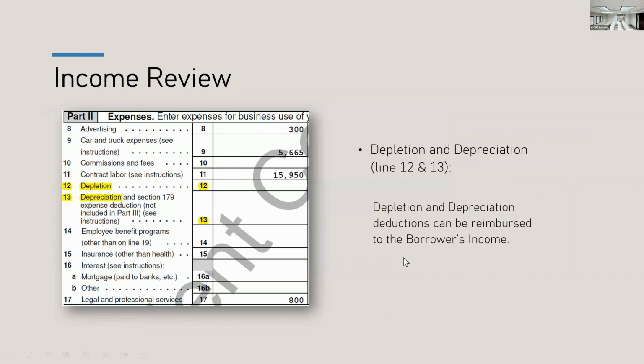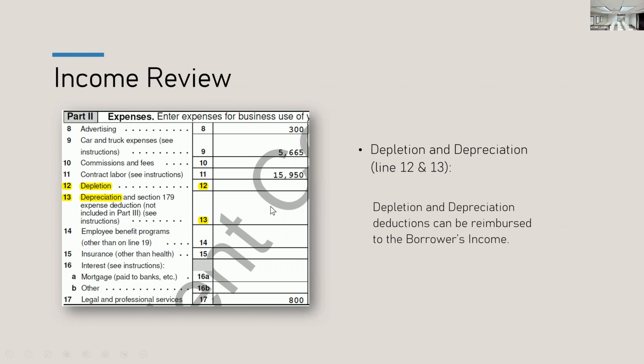Now, okay, here we go. So moving on to the next one, depletion and depreciation. You can give these deductions back to the borrower. So keep that in mind. If you have depletion or depreciation on their expenses, these are expenses you can give back to the borrower when calculating income.